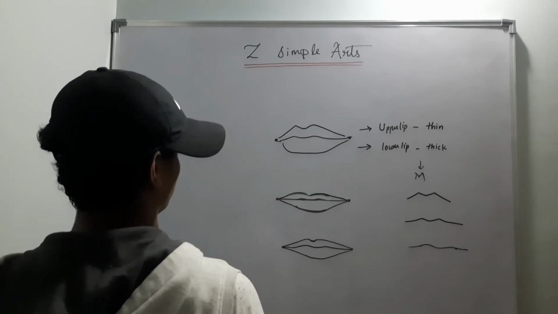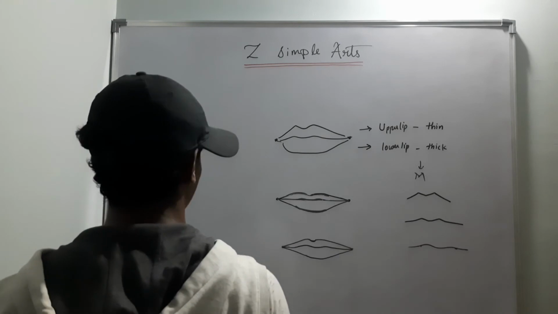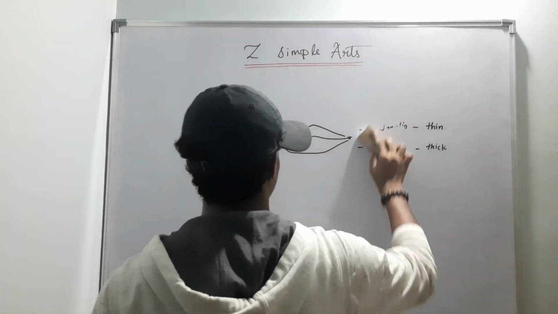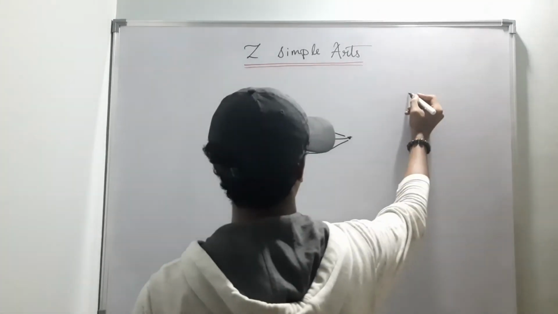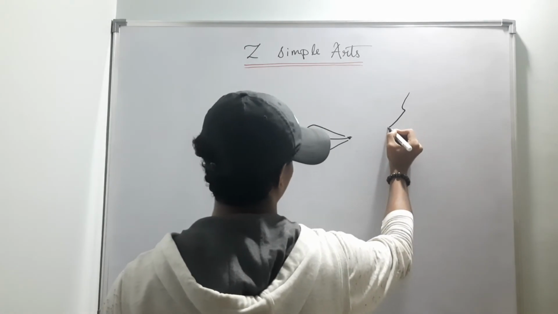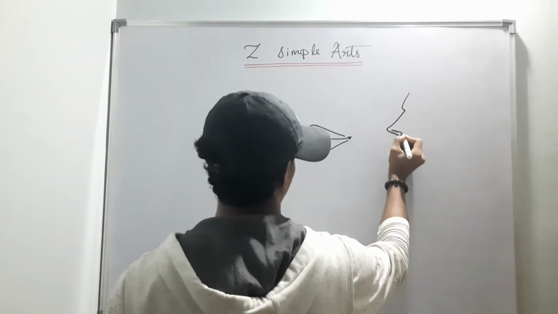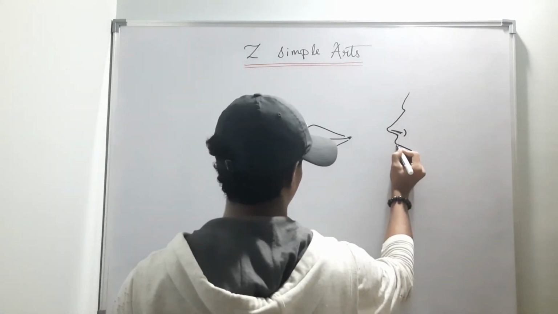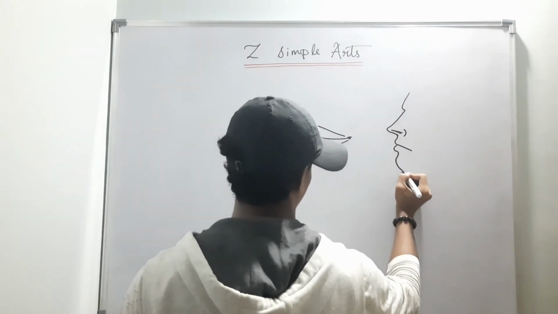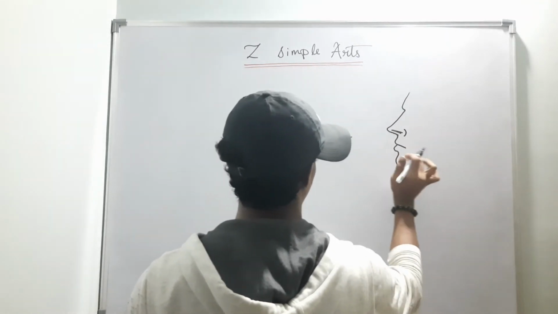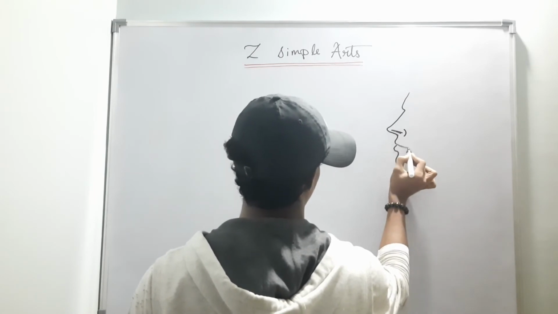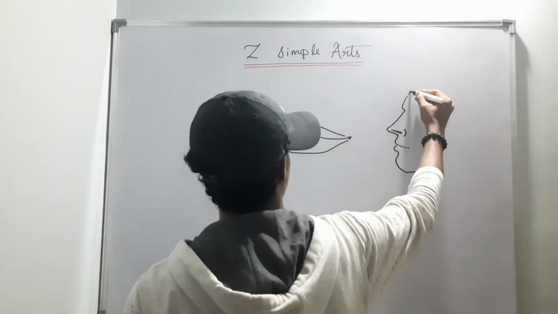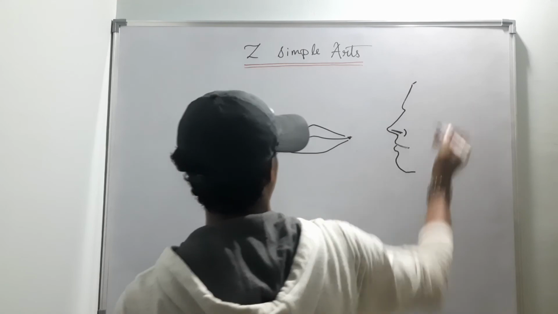I know your doubts. This is a simple lip. You want to draw something which is complex, right? If you look at the face from the side angle, consider this is a lip. From the side angle you want to draw, right?